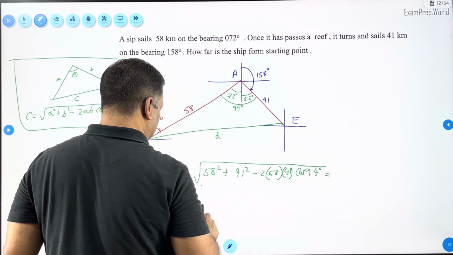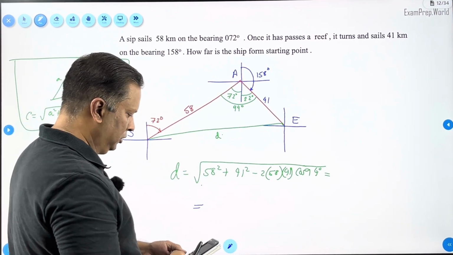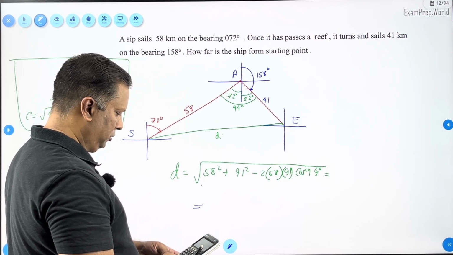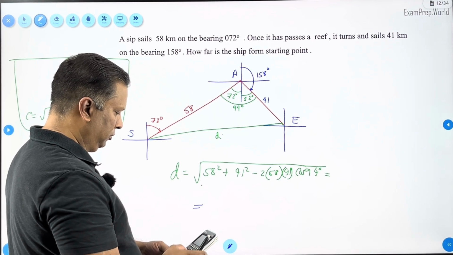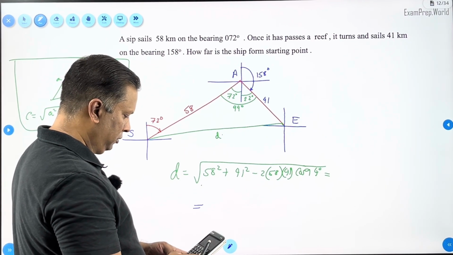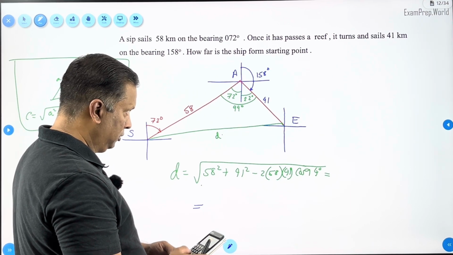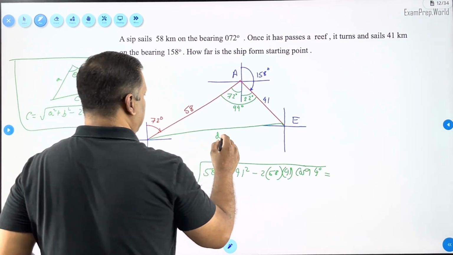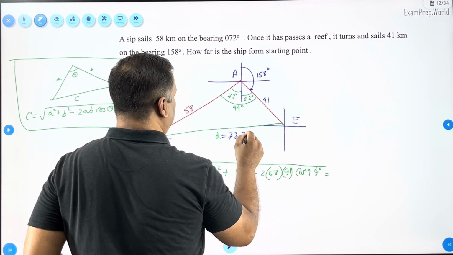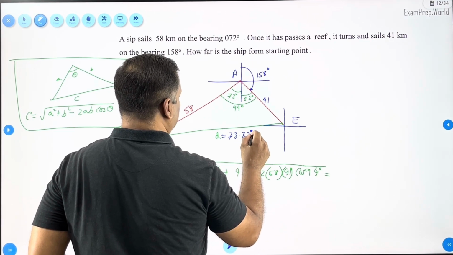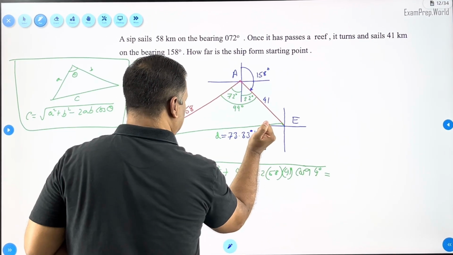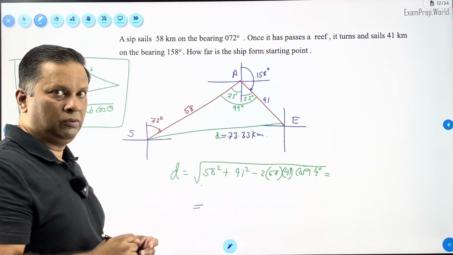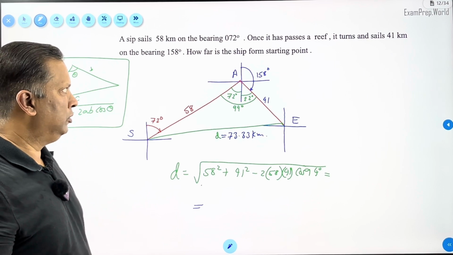Okay, how much is that? Let's calculate this. Square root of... 73.33. What do we get? 73.33 kilometers. It's not degrees, it's kilometers. So that's the distance from the starting point to the end point. Okay, this question is done.